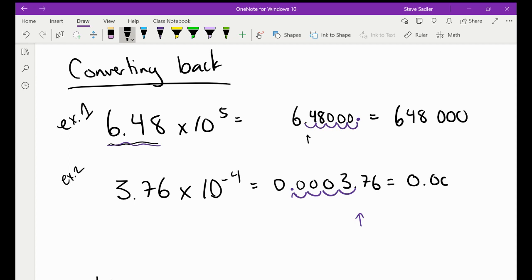And we get 0.00376. That is a quick review of scientific notation. How are we feeling? Good.